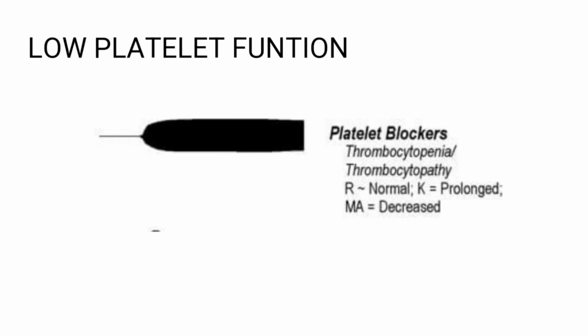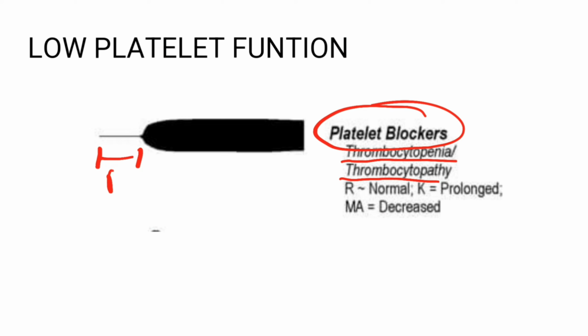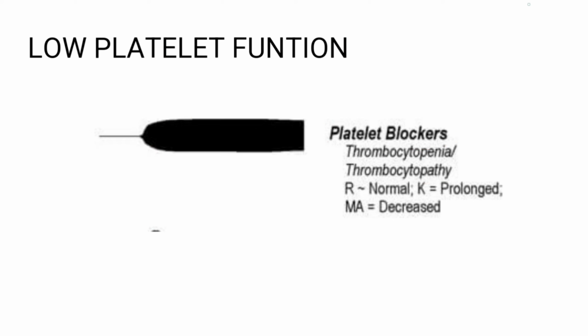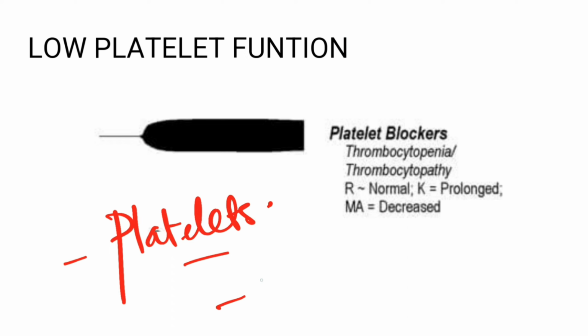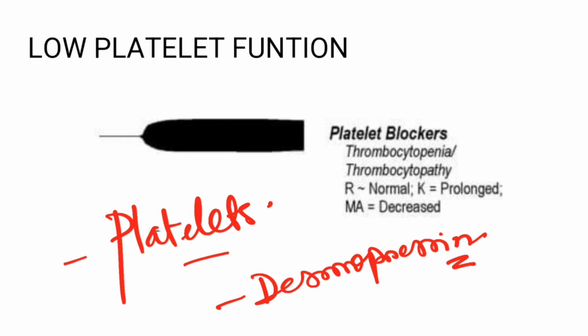The next case can be low platelet function by thrombocytopenia or thrombocytopathy or use of platelet blockers. In this case you will see the R is within normal range, the K is prolonged, and the MA is decreased. What management will you give? You can give platelets, of course, and sometimes you can give desmopressin analogs. We'll discuss that.